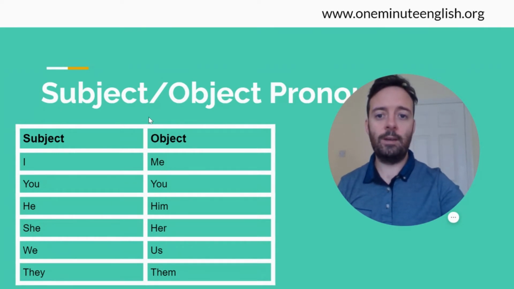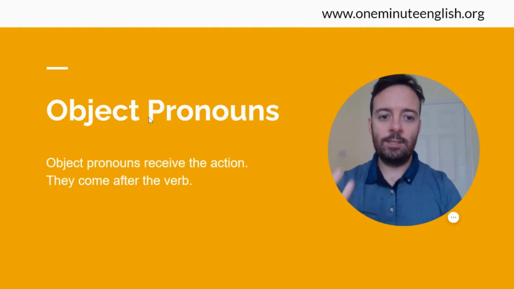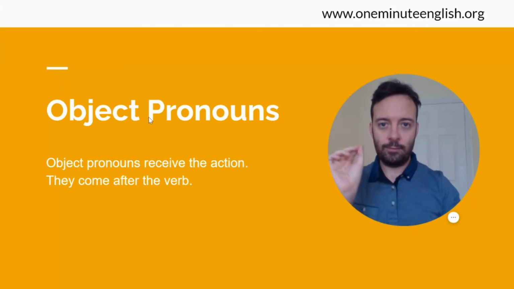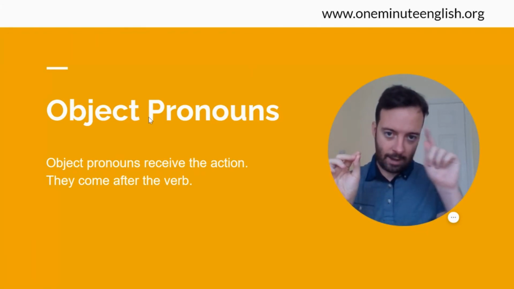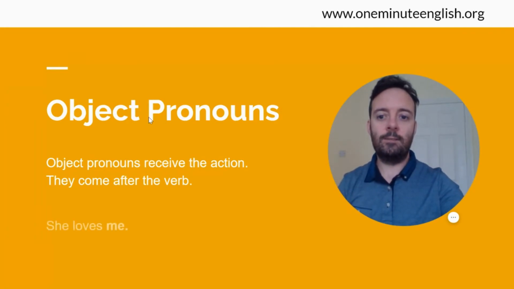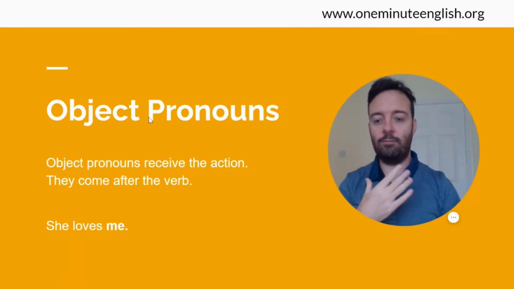Let's look more about object pronouns now. So object pronouns receive the action, okay? They come after the verb, right? So the subject pronoun comes first, and then after the verb comes the object pronoun. Let's look at some examples. She loves me, okay? So in this case, I am the person that receives the love, okay? So she gives the love and I receive the love.